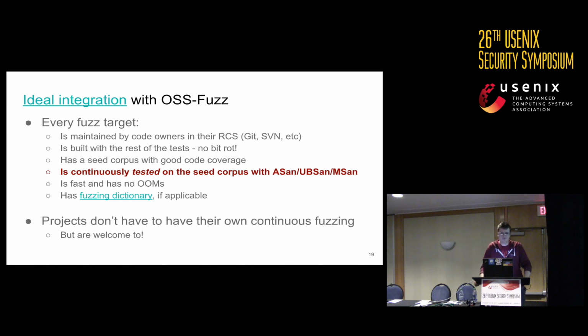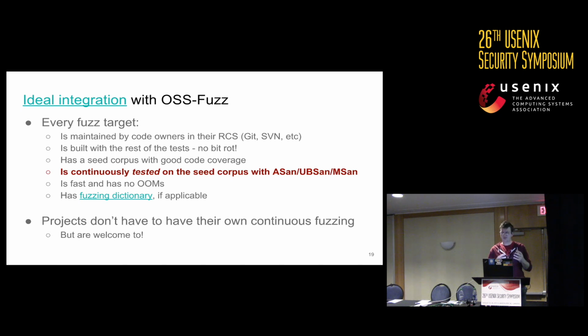On the OSS-Fuzz page, we have a document called Ideal Integration with OSS-Fuzz. In fact, this is our vision of ideal integration of fuzzing, not necessarily with OSS-Fuzz, with some open source project. So what do we want project owners to do? First of all, we want the project owners to maintain their own fuzz targets in their revision control. A fuzz target, fuzzing harness, whatever you call it, is not a separate thing. It should be a part of your code repository. It should be built with the rest of the code, at least with the tests, to avoid bit rot. The fuzz target has to have a good seed corpus, which provides good code coverage.